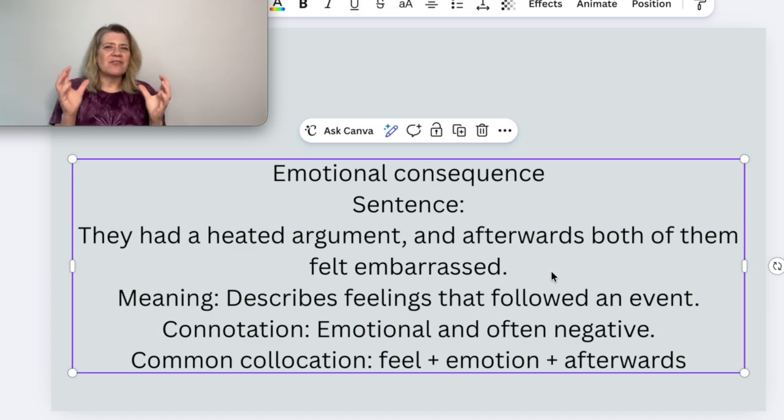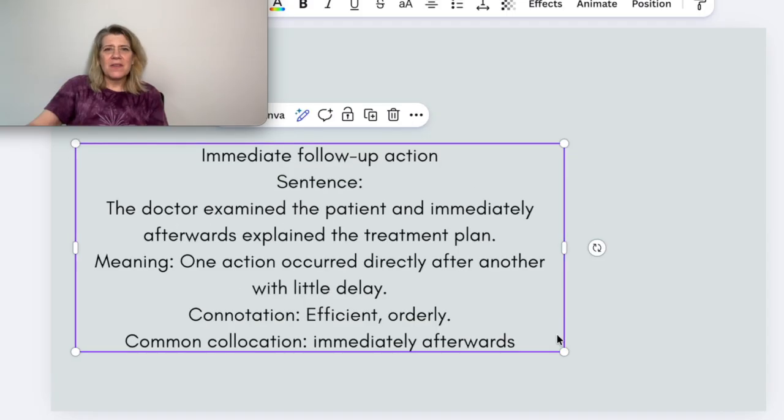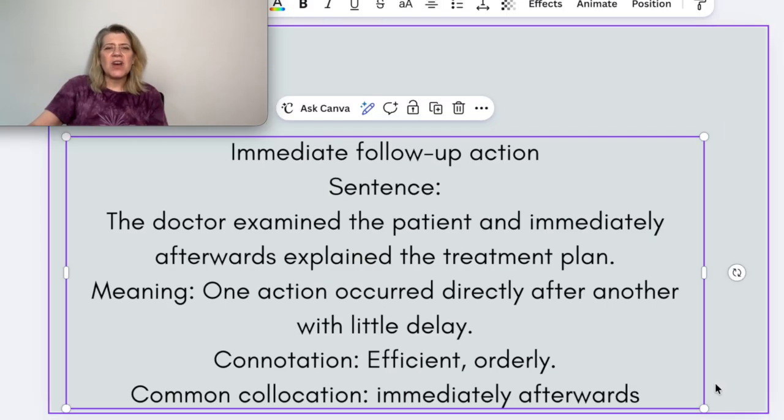So, and afterwards implies there's a cause and effect. The doctor examined the patient and immediately afterwards explained the treatment plan. Okay, so the collocation of immediately afterwards or right afterwards, you'll hear that, and it means this happened and then boom, this happened. There's no time between. And right afterwards, it's orderly, it's efficient, it happens quickly. One comes, then the other.